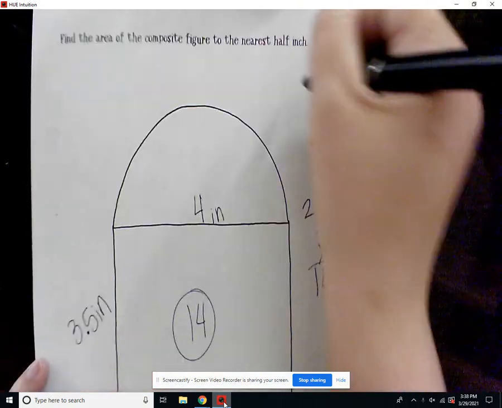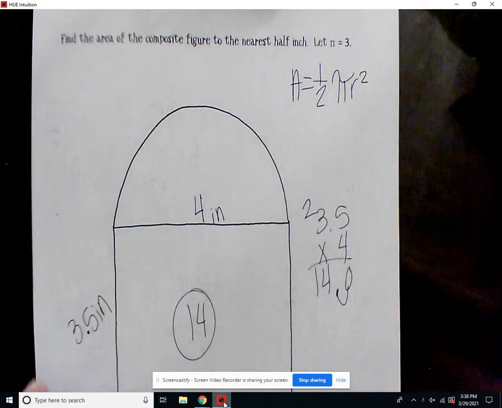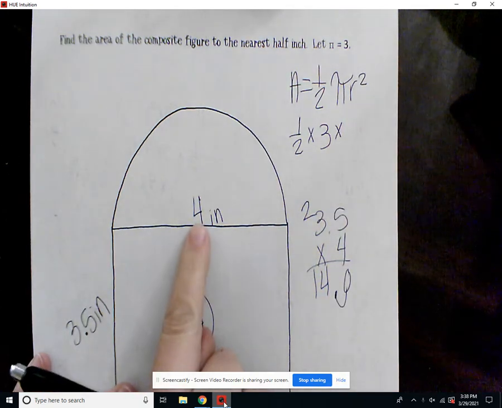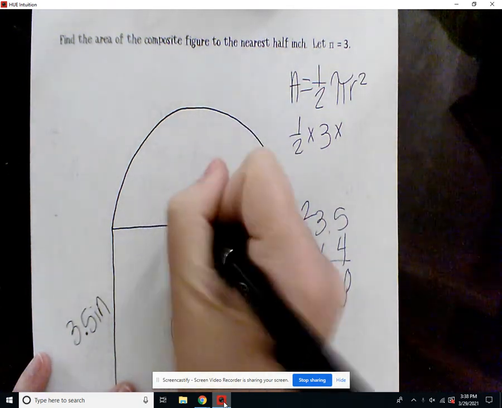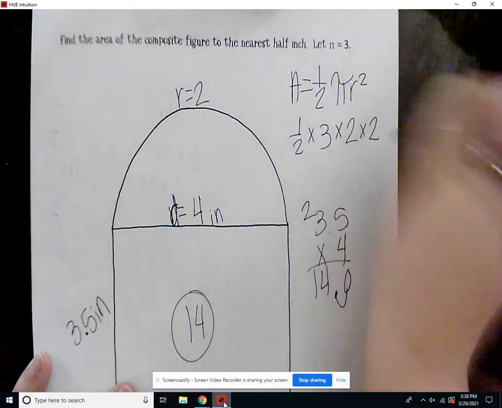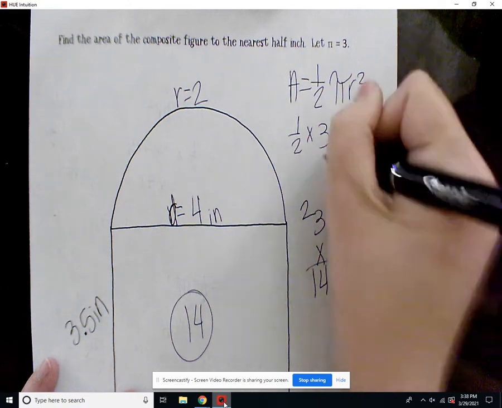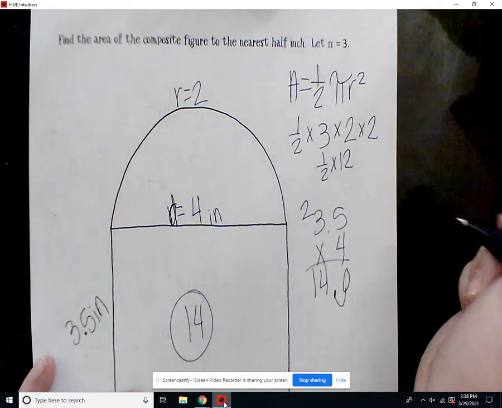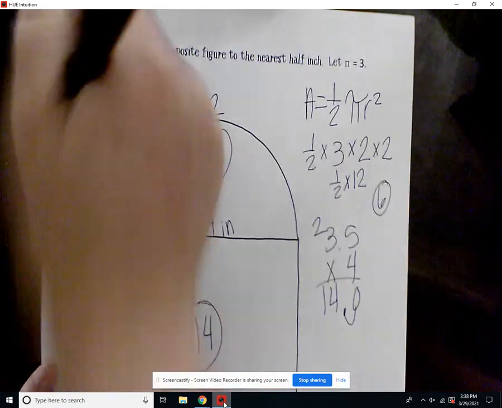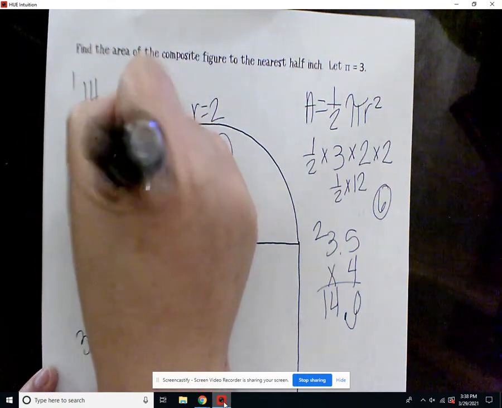Now I'm going to do our circle. That's a half circle. So again, we put a half and then do our pi r squared. Pi is 3. Since 4 is a diameter, we're going to cut it into a radius, and that's going to be 2. So we'll put it down 2 times. 2 times 2 is 4, times 3 is 12. Then we're going to half 12, so divide that by 2, which is 6. And then we're going to add our two numbers together, 14 plus 6, which is 20 inches squared.